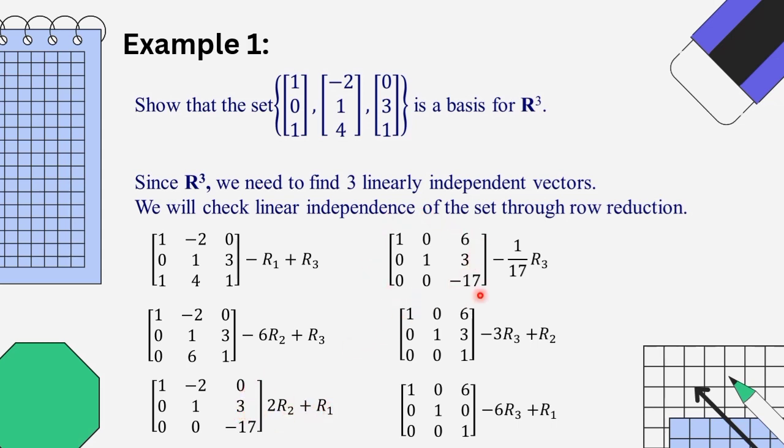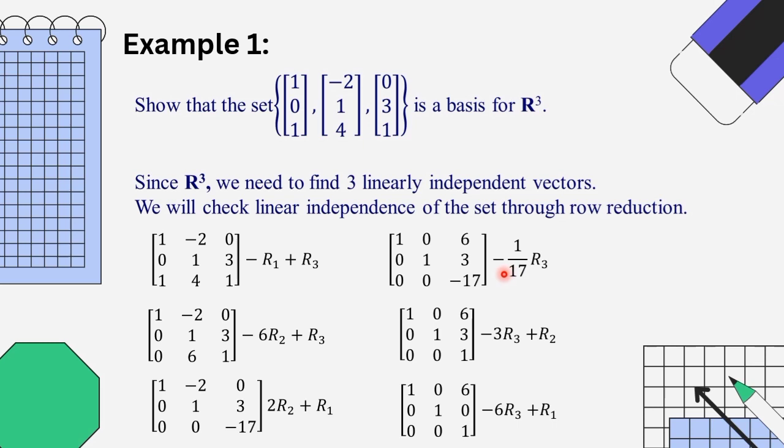Now, the next step here is to make our third row, third column, which is the -17, equal to 1, since our goal here is that our diagonal should be equal to 1. Now, what are we going to do? We multiply this with -1/17, which is its inverse.